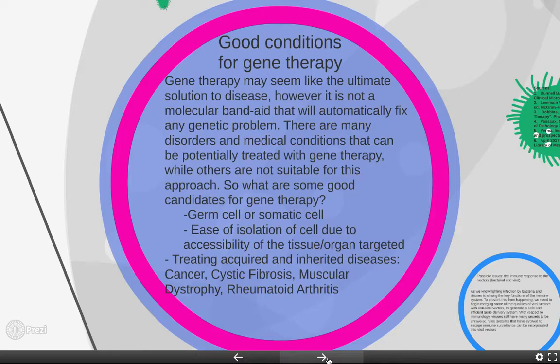There's germ cell or somatic cell, or the ease of isolation of cells due to accessibility of the tissue or organ targeted. So, treating acquired and inherited diseases like cancer, cystic fibrosis, muscular dystrophy, and rheumatoid arthritis are good candidates.